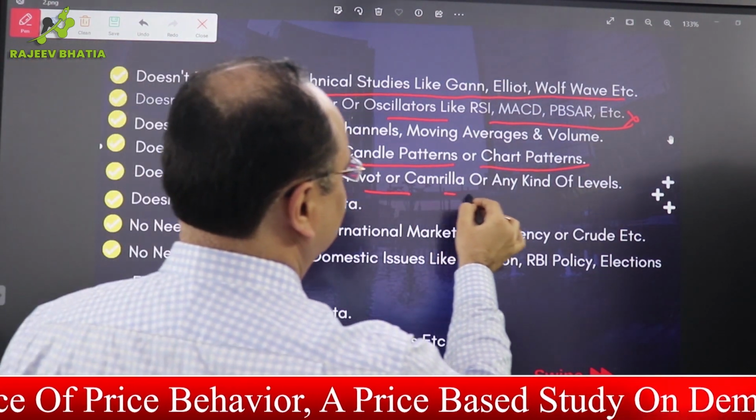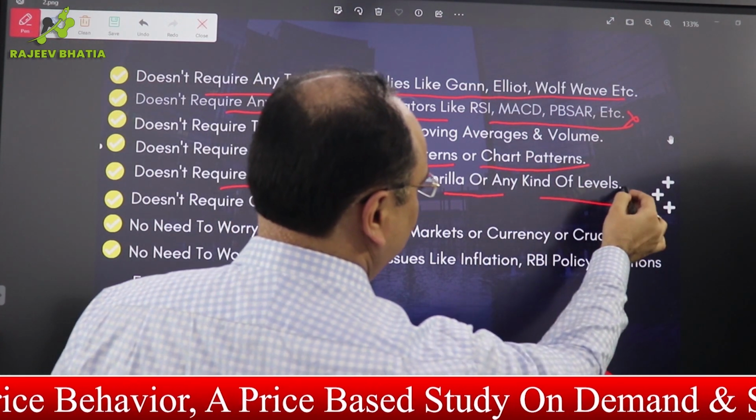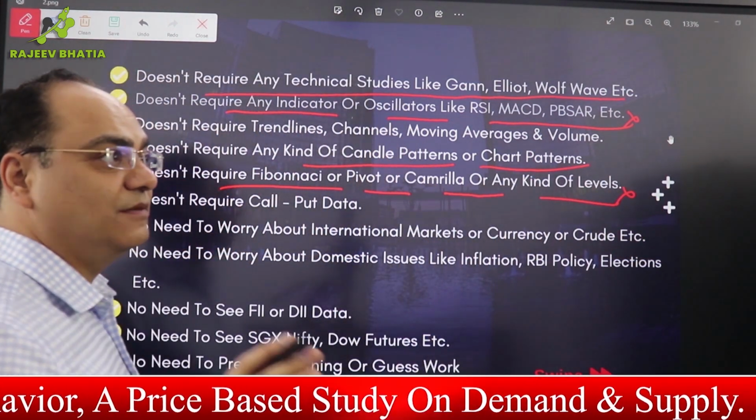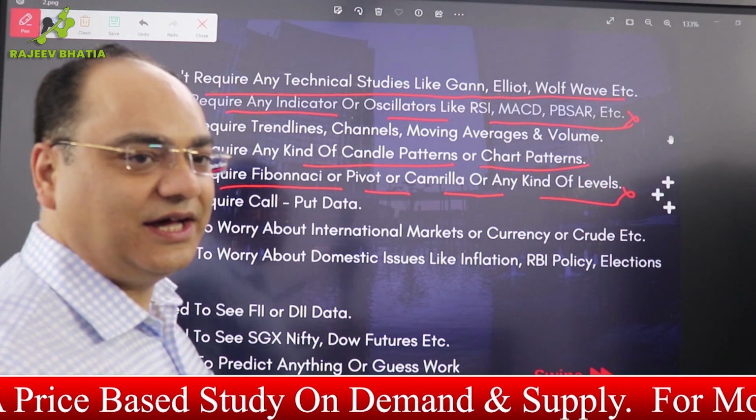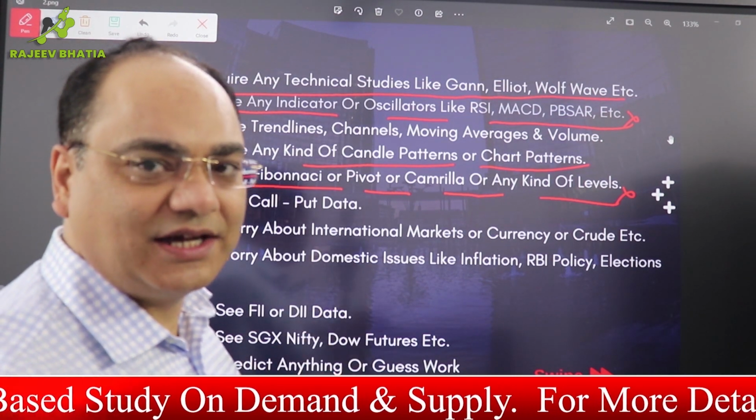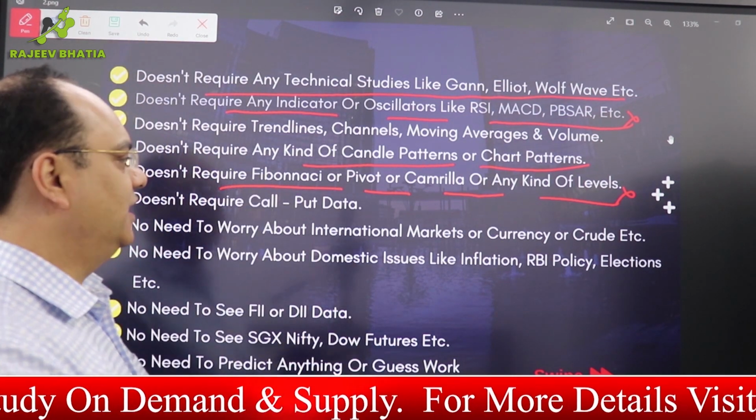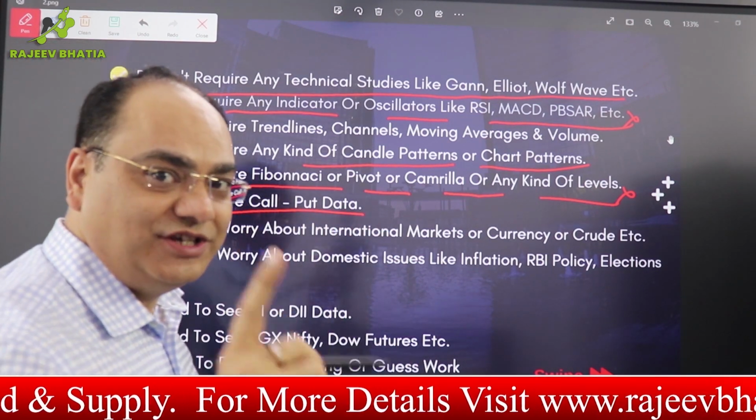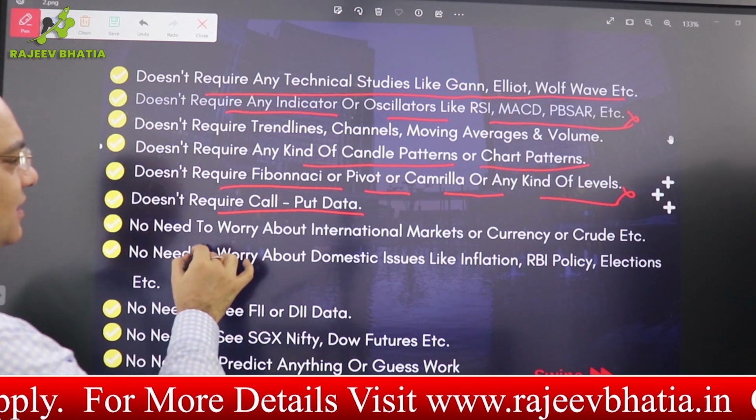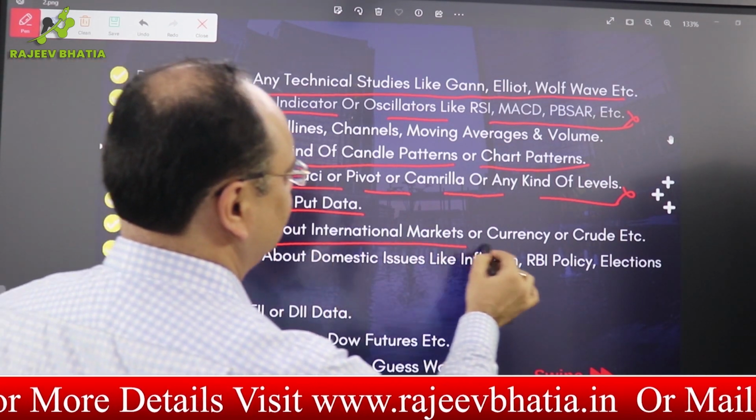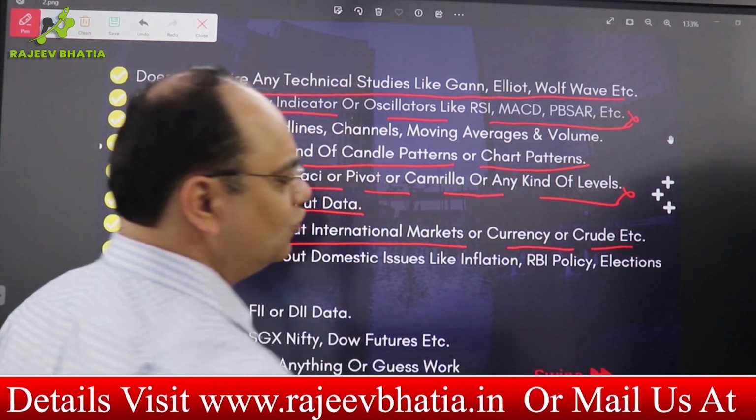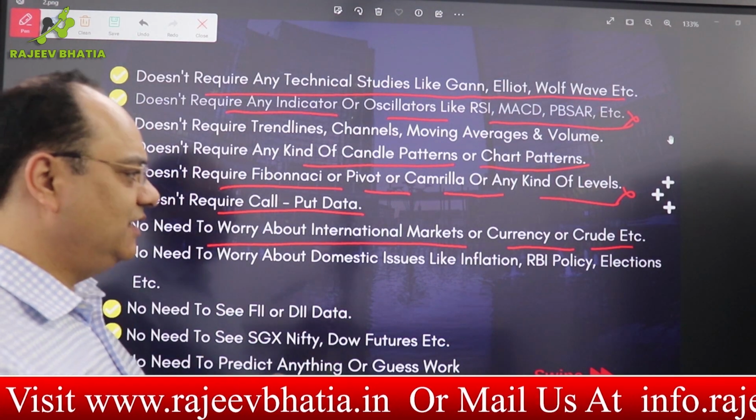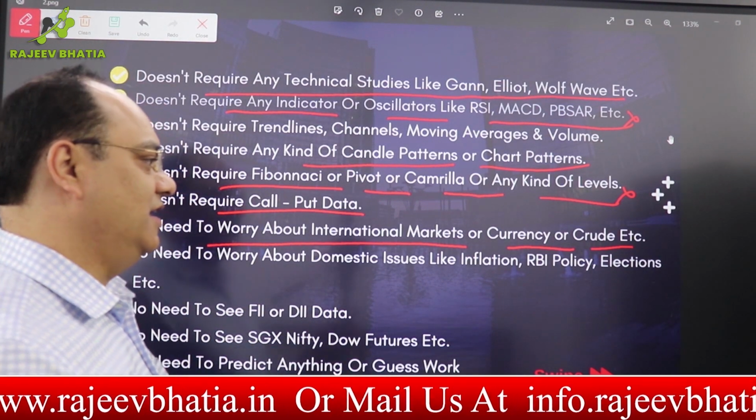No need to use Fibonacci levels, pivot levels or Camarilla levels. No need to see any kind of support resistance like R1, R2, anything like that, in any way. So we don't want to get into any kind of trouble. We don't have to watch any call or put data. We don't have to watch any international markets or other things like what is happening in currency, what is happening in crude. We don't even have to see all this.